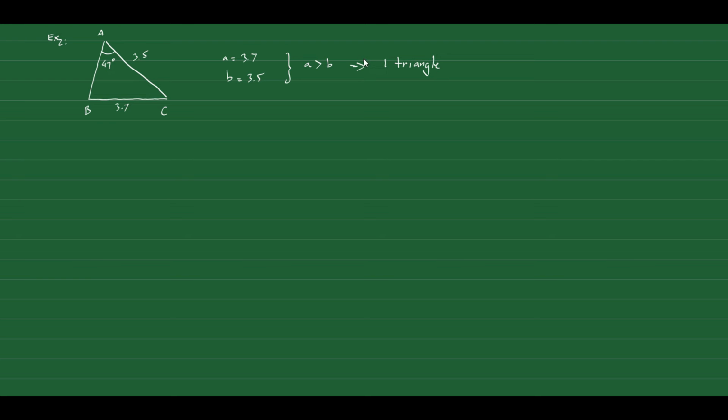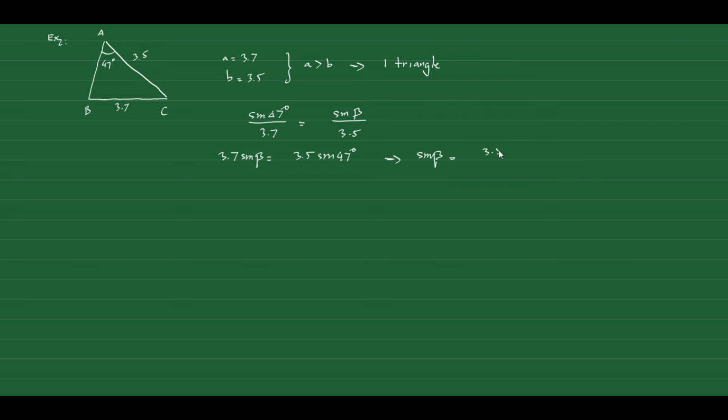And with one triangle to solve, it could be very easy. Just go ahead and use the law of sines. So we have sine of 47 over 3.7 equals sine of beta over 3.5. And from here we can calculate sine of beta, right? We're going to have 3.7 sine beta equals 3.5 sine 47.